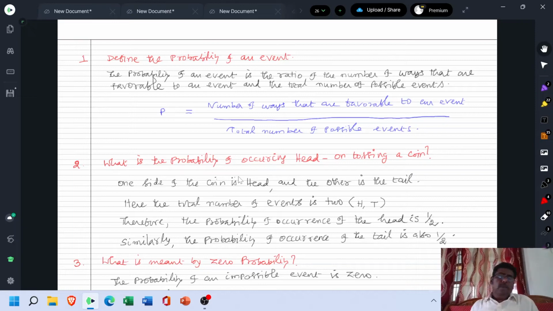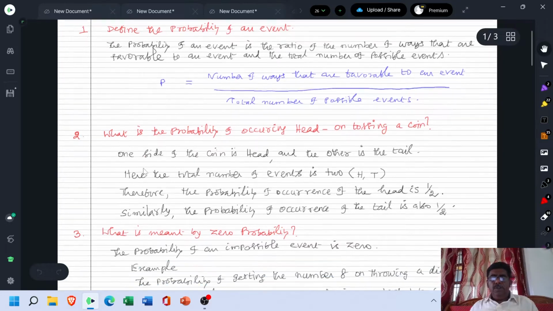A few questions are presented here from the unit probability. The first question is, define the probability of an event. The probability of an event is the ratio of the number of ways that are favorable to an event and the total number of possible events. To understand this answer, go to the second question.